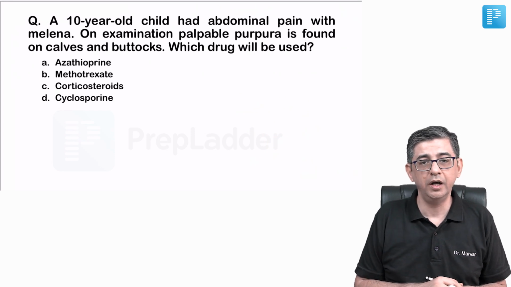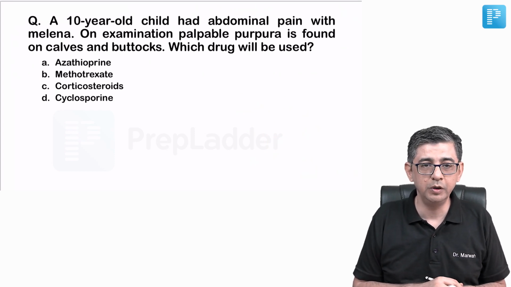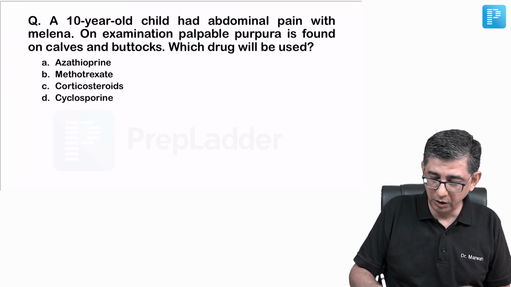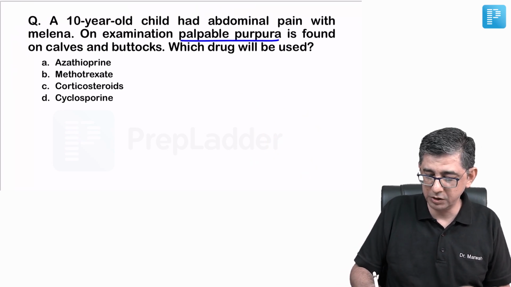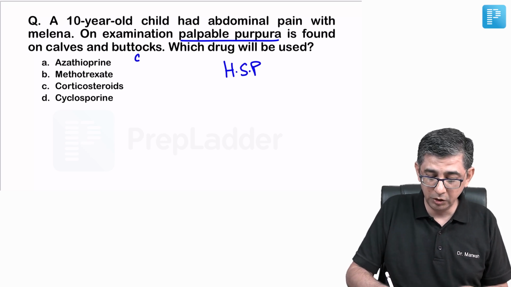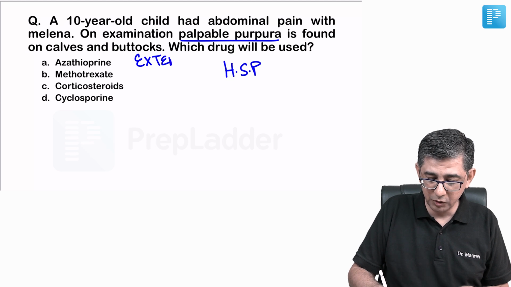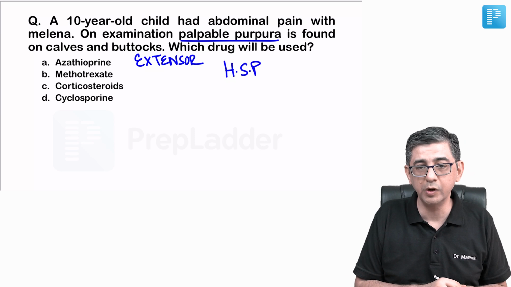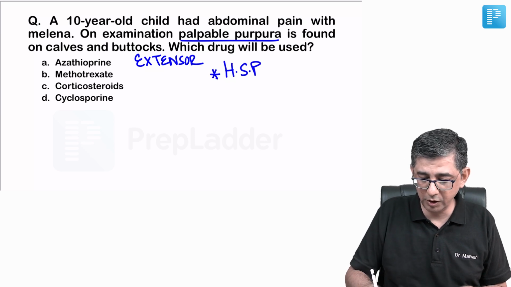The next question said a 10-year-old kid had abdominal pain with melena. On examination, palpable purpura is found on the calves and the buttocks. The keyword in the question is palpable purpura. The location is also very clear, extensor, on the calves and the buttocks of the patient. So considering the information of extensor purpura and the bleed present, the diagnosis is Henoch-Schonlein purpura.